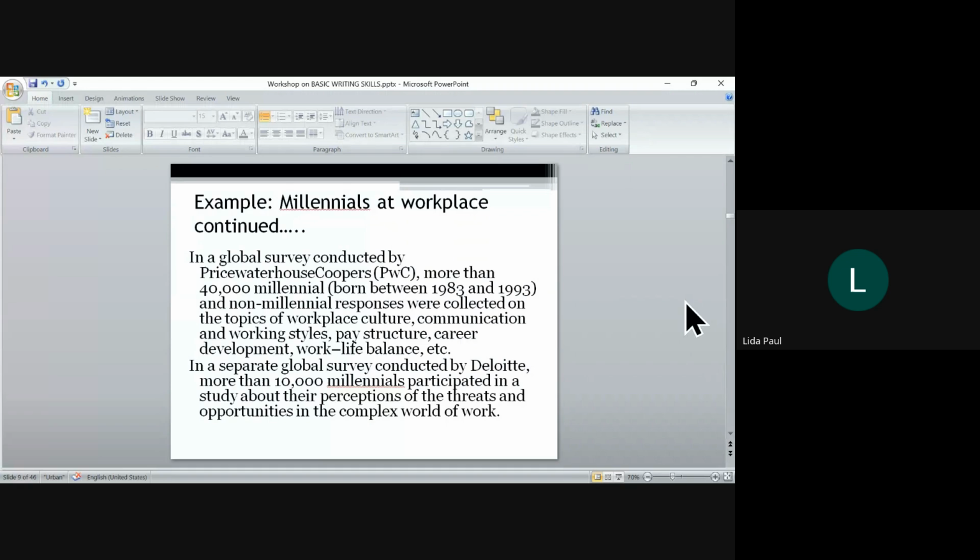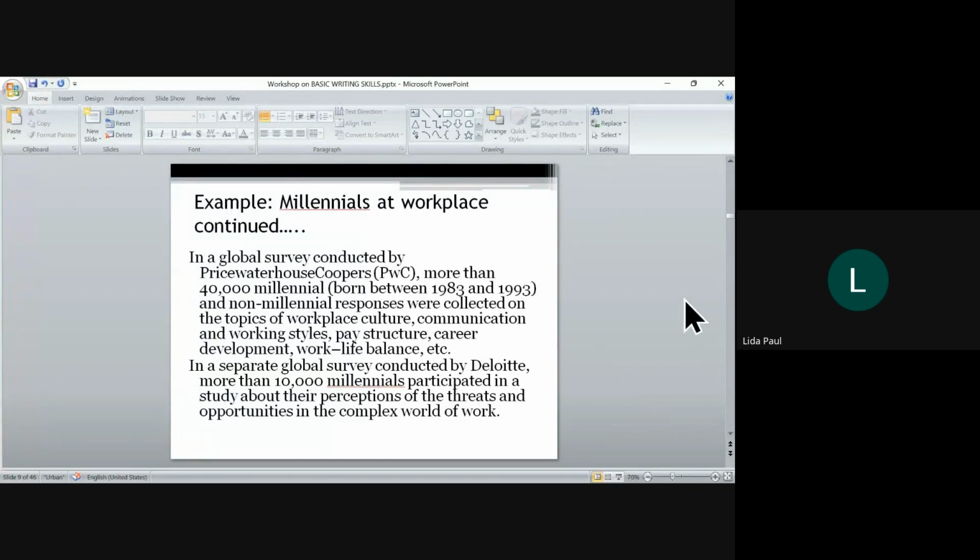What are they doing? Are they explaining or are they proving something? What does it look like to you? Are these reasons, or are they sort of additions or elaborations to this problem of millennials' behavior at the workplace? Any reasons as of now, or is it just additions and elaborations? No reasons, right? They're more like adding to what they've already said.